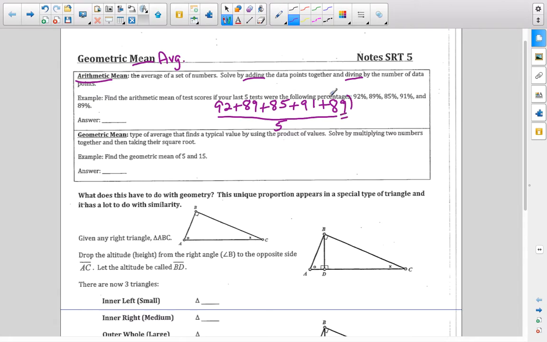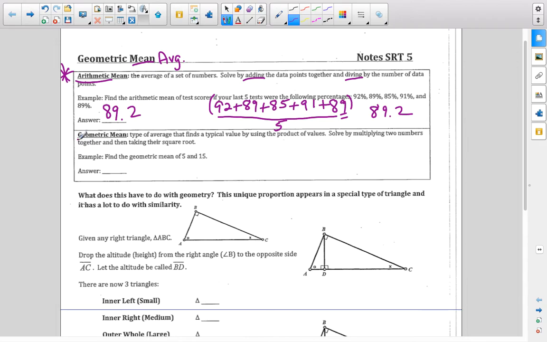And if I did this in a calculator in one swoop, I'd open a parenthesis, add those together, close a parenthesis, divided by 5, and I would get 89.2. So my average in the test department is not an A, it's still a B at 89.2. So that's something from the past. Blast from the past there.